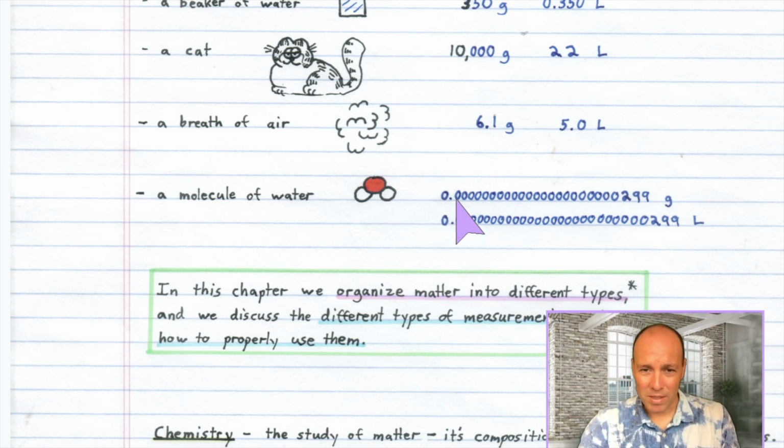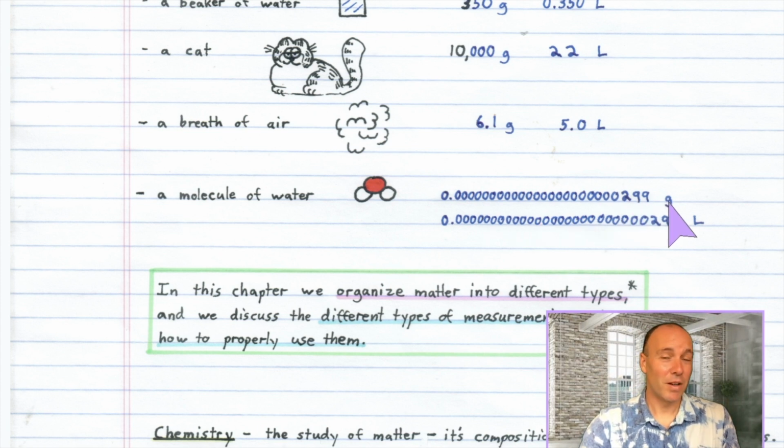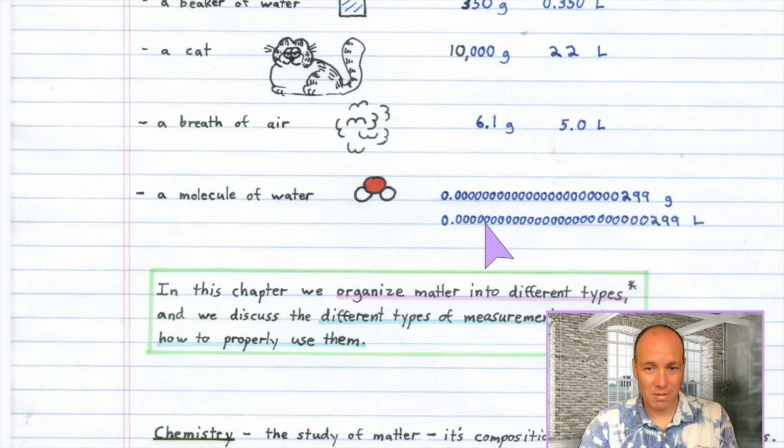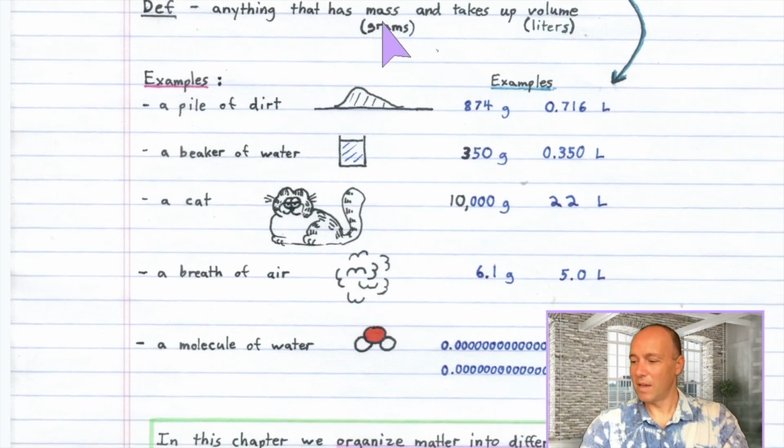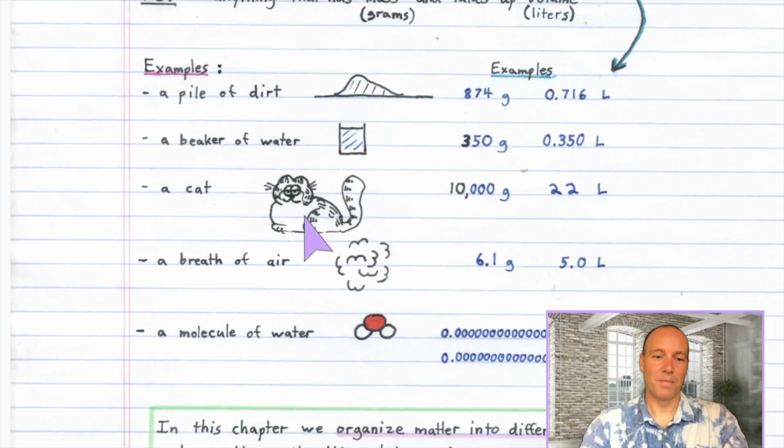It weighs 0.0000, lots of zeros, 299 grams. So it hardly weighs anything, but it does have a tiny bit of mass. And it does occupy a tiny bit of space, 0.00, lots of zeros, 299 liters. So a molecule of water is matter because it has mass and it takes up volume.